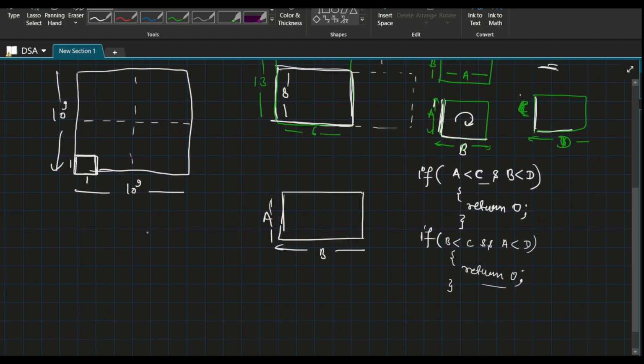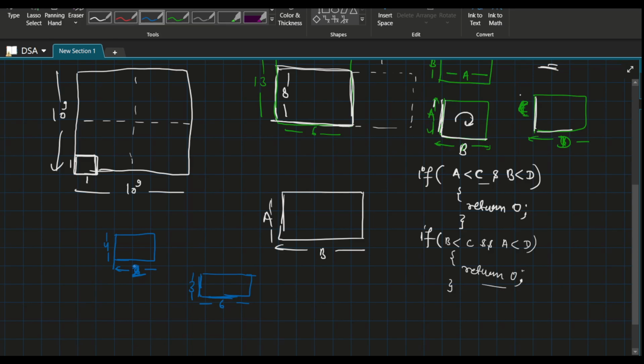See, we can look at an example here of these test cases. For example, we have a carpet of size, let's say, 4 cross 2, and our box is of size 3 cross 6.